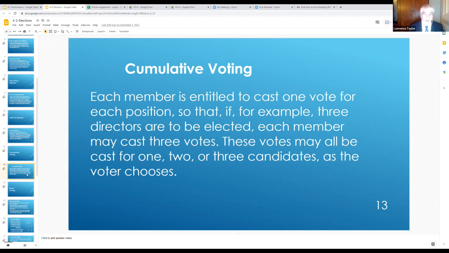There's a process called cumulative voting, where a member is entitled to cast 1 vote for each position, so that, for example, 3 directors are to be elected. Each member may cast 3 votes, and these votes may all be cast for 1, 2, or 3 candidates, as the voter chooses. So this is a derivative process, and it would have to be allowed for in the bylaws, but sometimes you get this.